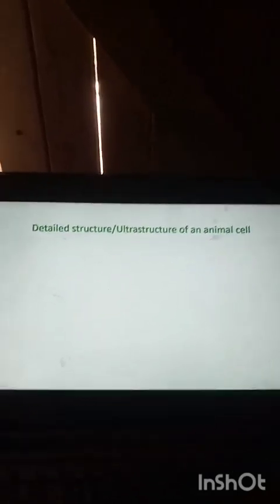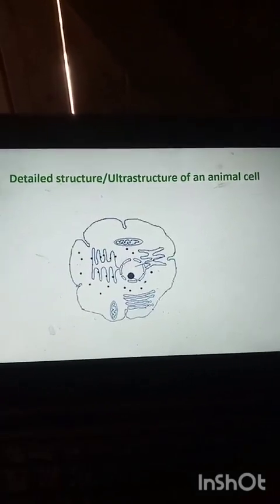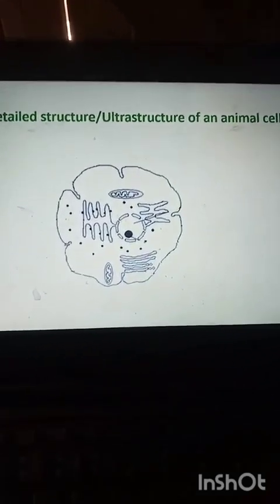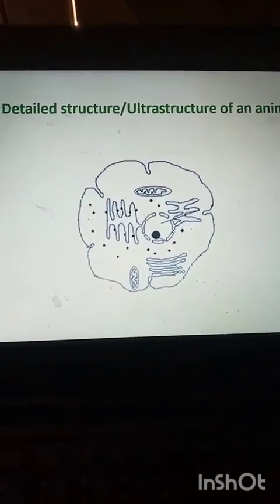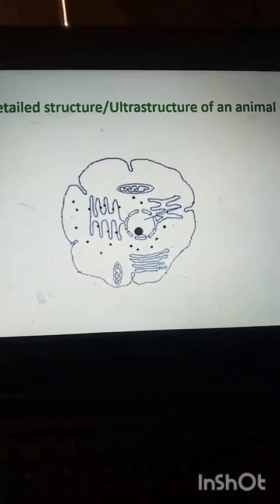All right, we now move on to look at the detailed structure of an animal cell, which can also be called the ultrastructure of an animal cell. I'll just draw it here, just below. This is a detailed structure of an animal cell, so we are going to label it together.